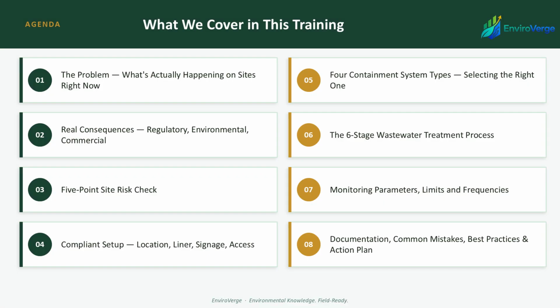We start with the real problem. What is actually happening on sites right now, and why it matters. Then we move through the consequences of getting it wrong, a 5-point site risk check you can apply today, and a step-by-step compliance setup guide. From there, containment system selection, the 6-stage wastewater treatment process, monitoring requirements and discharge limits, and finally, documentation, common mistakes, best practices, and an action plan you can implement this week. Everything a practicing environmental professional needs.